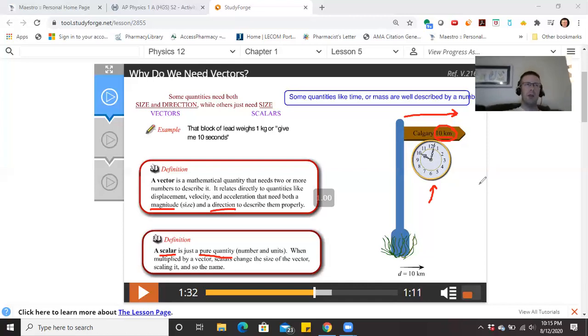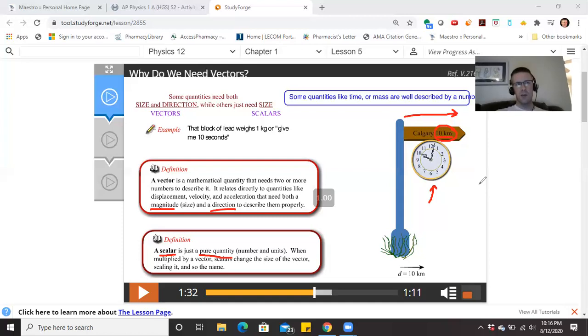Now, some might argue, well, time could have direction. I mean, suppose that something were happening in reverse time. So suppose that time travel were possible, and we could go backwards in time. Backwards is a direction. Couldn't that be a vector? Well, we're not going to discuss that because we operate in the real world where time marches forward. So time can only march forward. Therefore, there's not really a direction associated with it. Therefore, it is a scalar quantity.